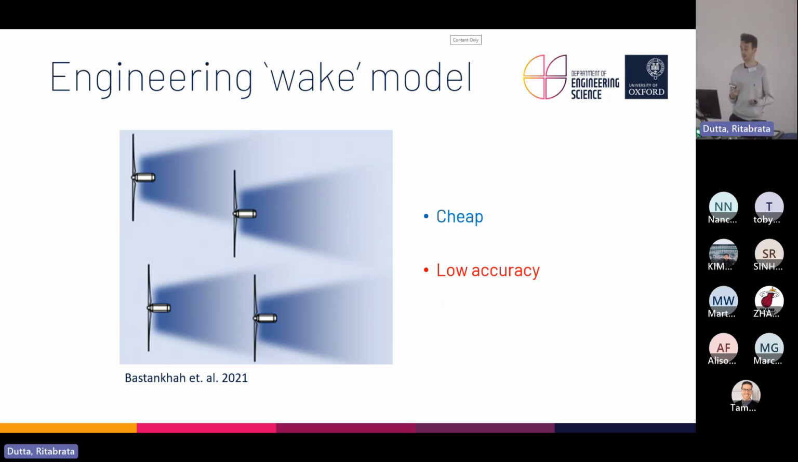These models work by having a simple model for the wake behind a single turbine, and then simply adding these wakes together to then model an entire wind farm. So this is a very simple heuristic to predict wind farm performance, but it's not that accurate, and it's likely to be less accurate as we build larger wind farms in the future as well.